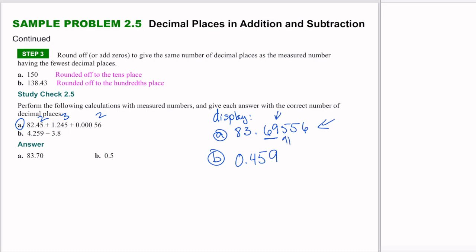We look to the right of it, which is 5 or more, so we're going to round this digit up. When we round 9 up to 10, we have to carry a 1, and that gives us our final answer of 83.70 with 2 decimal places. Notice that when adding and subtracting, you can actually gain or lose significant figures, and this is an example of that. B says 42.